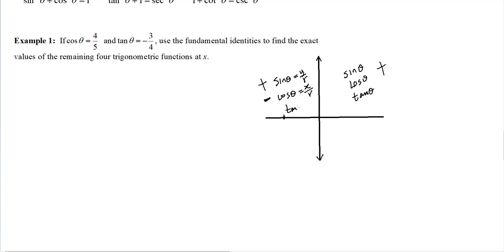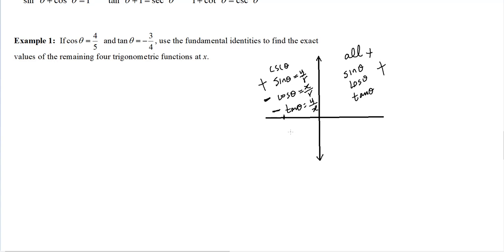And tangent theta is y over x, and y and x are opposite signs, so tangent will be negative. So as you can see here, all functions are positive in quadrant 1. In quadrant 2, sine is positive and all the others will be negative. If the sine is positive, you can assume that cosecant is also positive, implied. If cosine and tangent are negative, then secant and cotangent are also negative in quadrant 2.